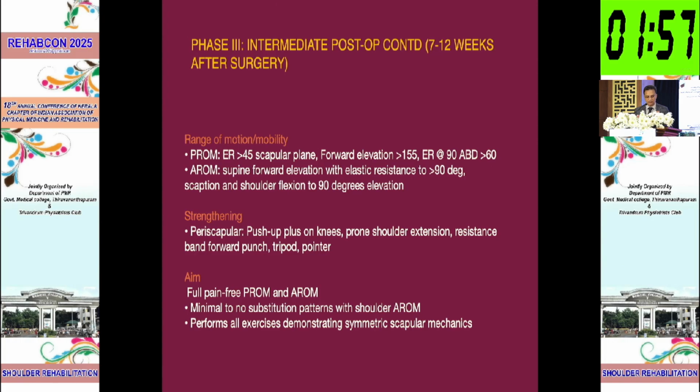So our aim at 12 weeks is full pain-free passive range of movement and active range of movement. Minimal to no substitution pattern with shoulder active range of movement. Perform all exercises demonstrating proper scapular mechanics. See, that's what I told you. The shoulder girdle, we need to concentrate on it. Otherwise, you are not going to get the shoulder movements, glenohumeral movements, without stabilizing the scapula.